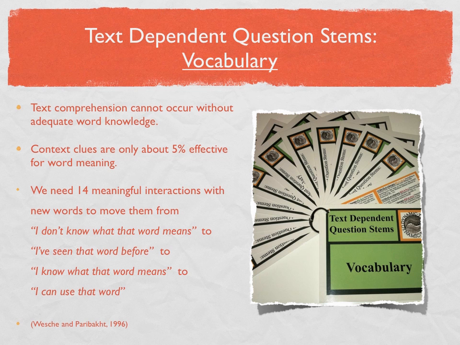If we use the vocabulary question stems to introduce our text, we're giving our students another meaningful interaction with academic vocabulary, and William Nagy reminds us that it takes 14 interactions to move a word along the word recognition scale from "I've seen that word" to "I can use that word."